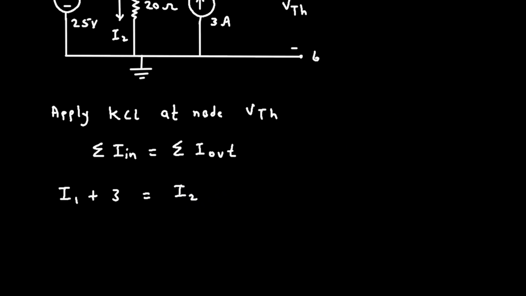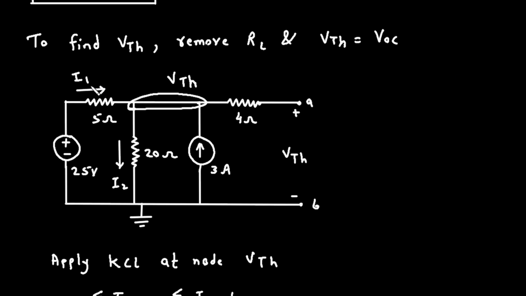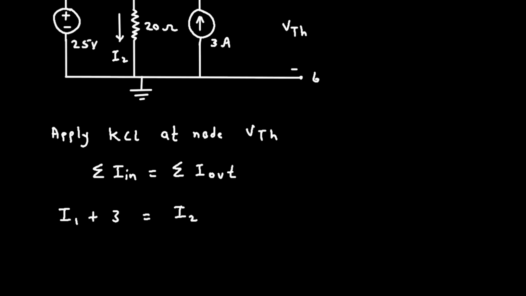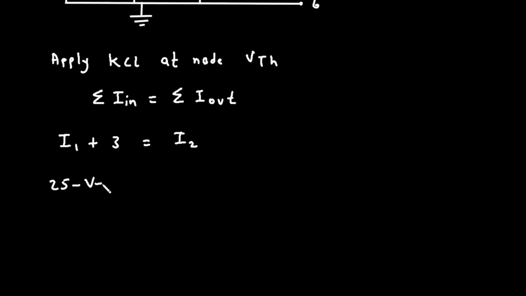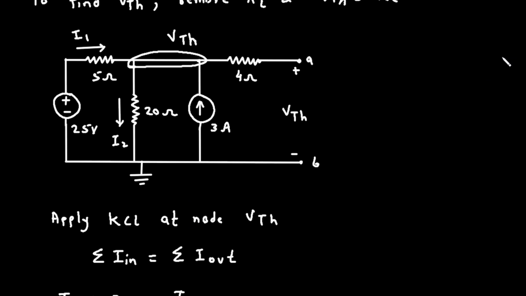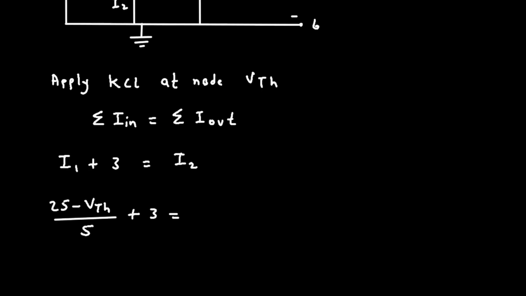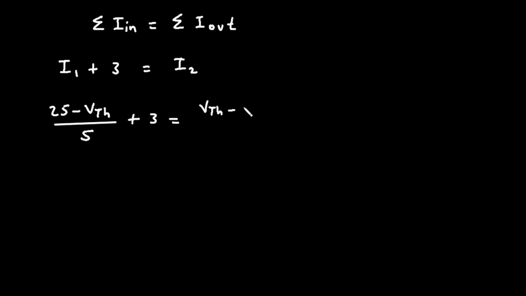Now this I1 can be written as (25 minus VTH) divided by 5. This is simple Ohm's law. According to Ohm's law, current is equal to voltage upon resistance. So this is the voltage and this is the resistance. Plus 3 is equal to I2. Now I2 is VTH minus 0 divided by 20.